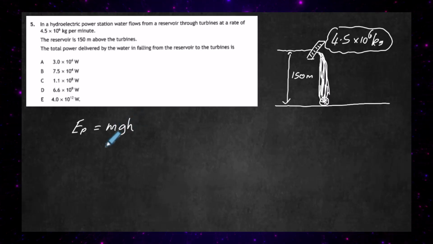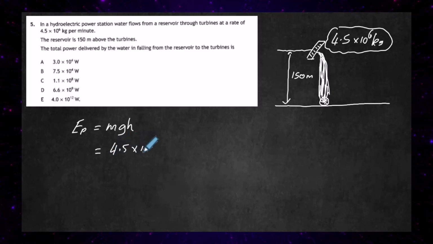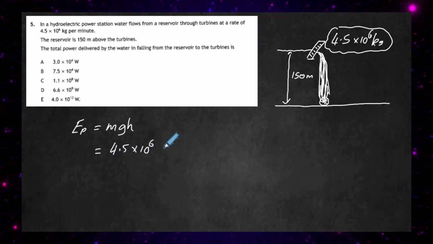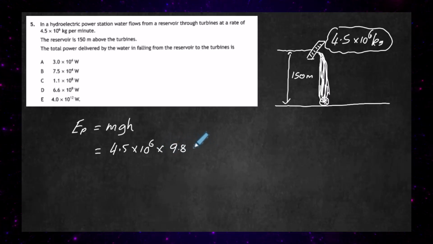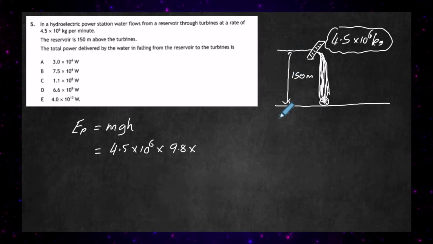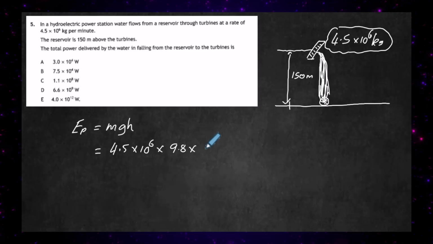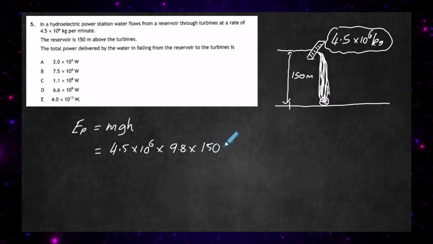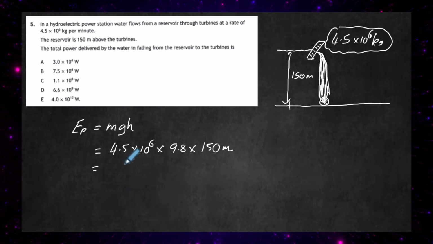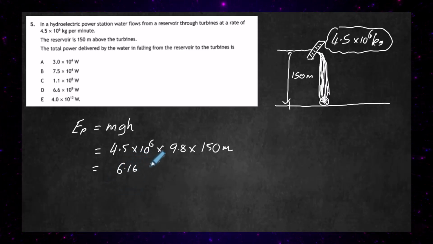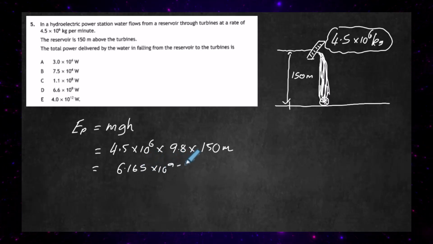So we've got a mass of water equal to 4.5 times 10 to the power 6 kilograms, multiplied by the gravitational field strength 9.8, and multiplied by the height, which is above the reference point, which is the turbines here. It's going to be a height of 150 metres. So if we work that out in our calculators, we end up with a value of 6.165 times 10 to the power 9 joules.